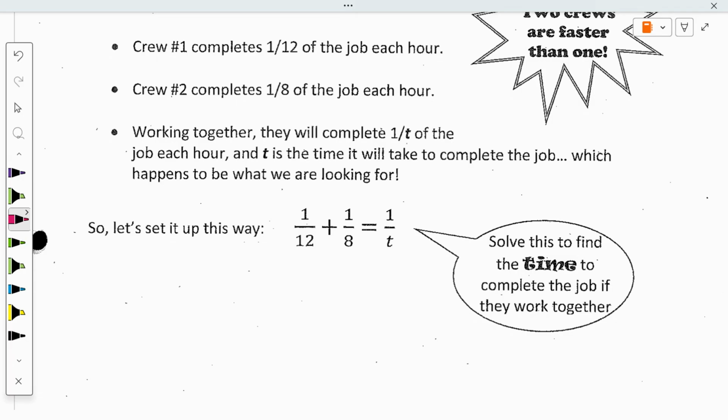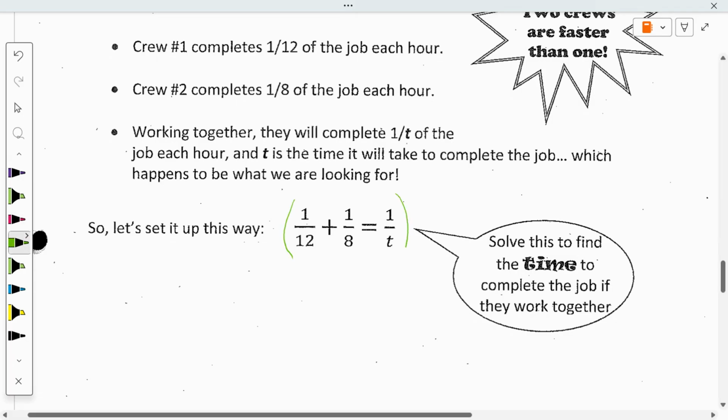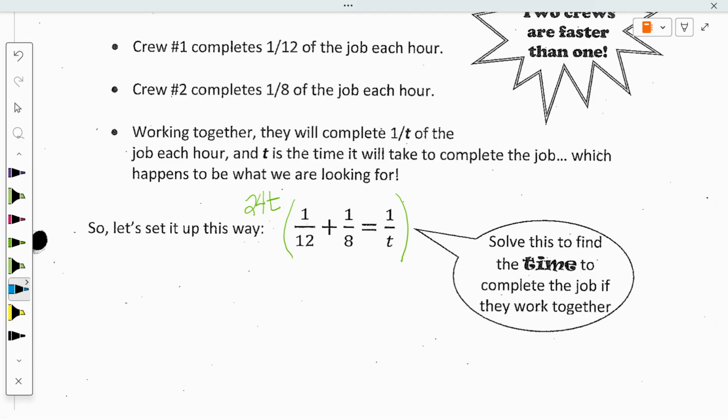12? Oh, that's what they're divisible by. I want to know a number that they both go into. 24. What about that little guy T? So 24T. So listen, we're going to multiply everything by 24T over 1. So what do you think is going to happen to the denominators? They're going to cancel out.